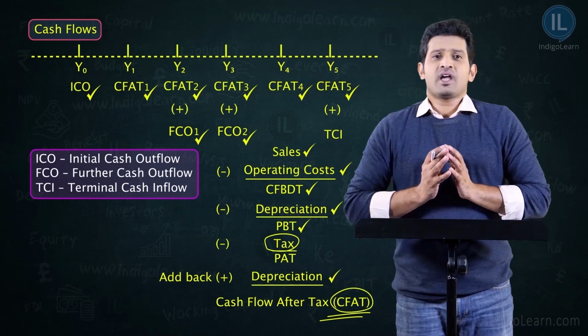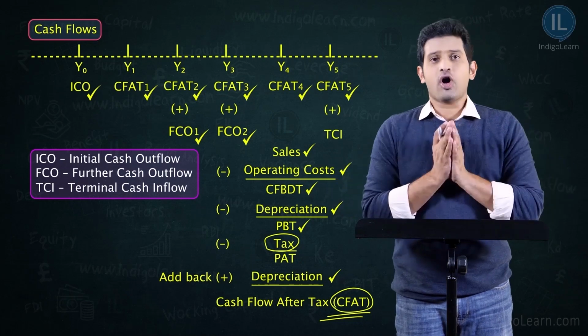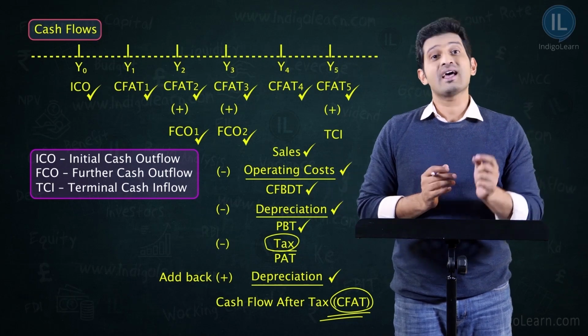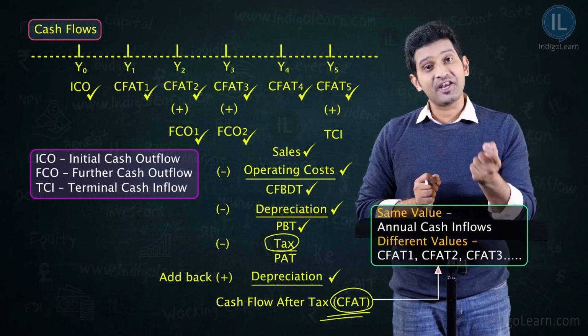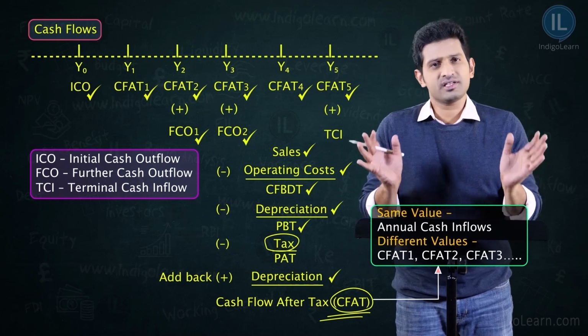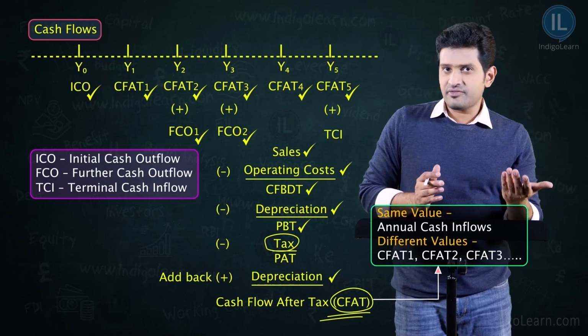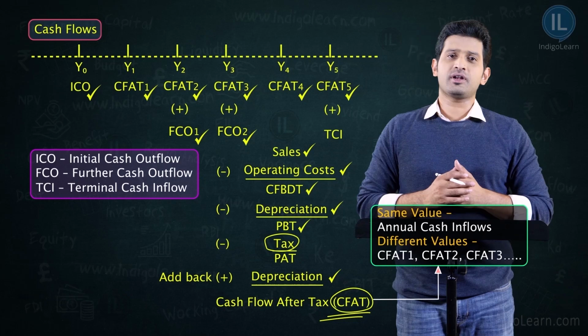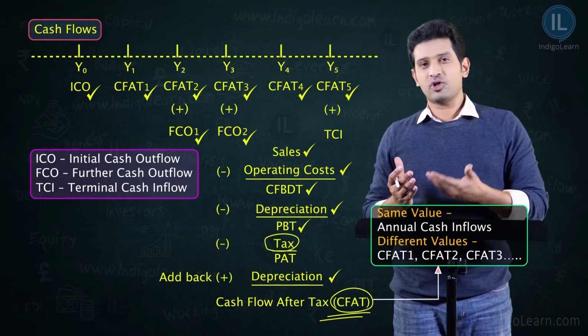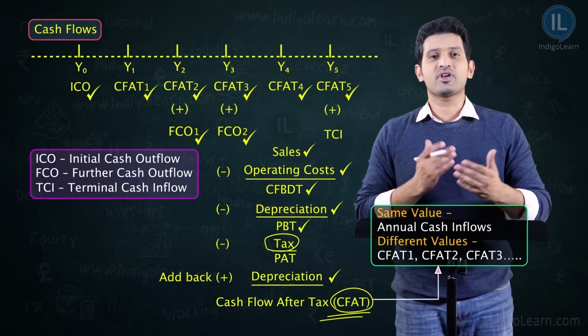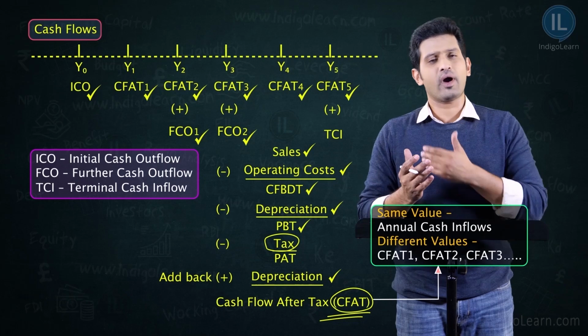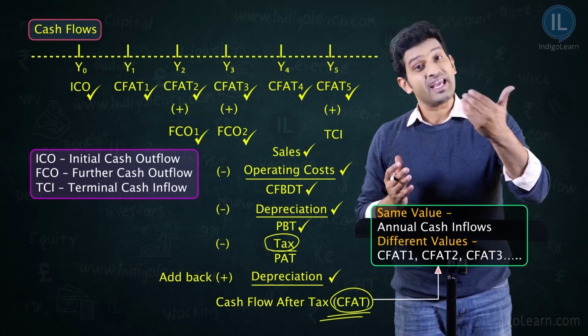Now, if the CFAT is the same for all the years, we will call them annual cash flows or annual cash inflows. We will simply call it CFAT. But if sales is different for each year, costs are different for each year, then obviously CFAT for each year will also differ. In such a case, we will have to give numbers, that is CFAT1, CFAT2 and so on. These are all the cash inflows.